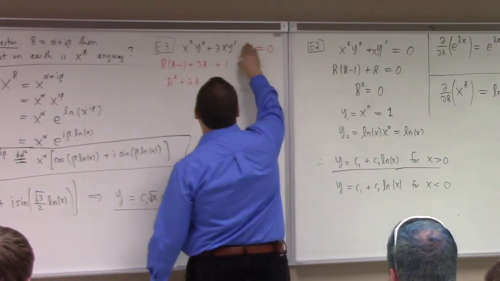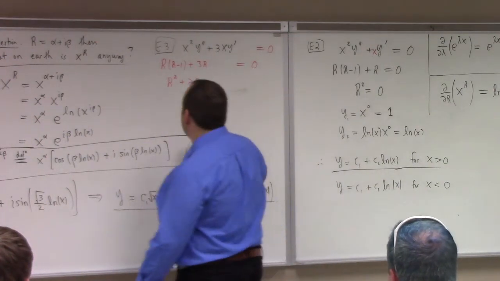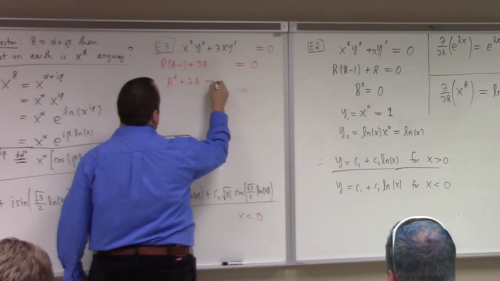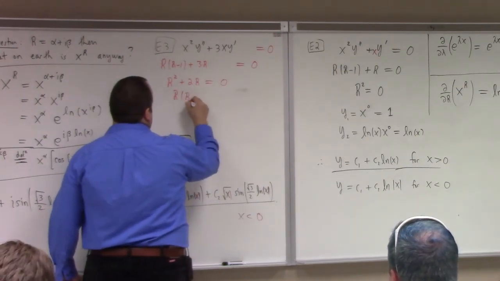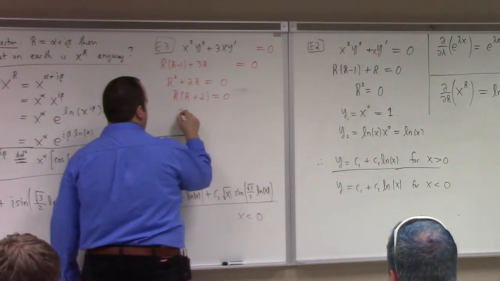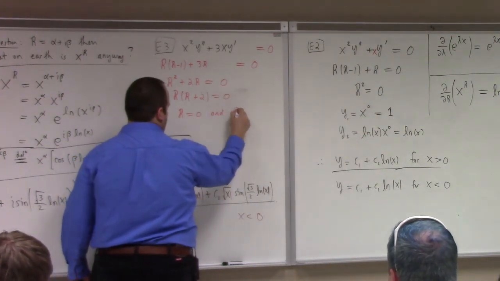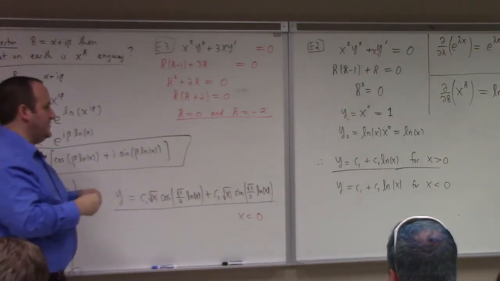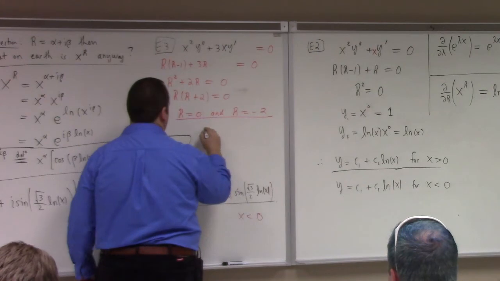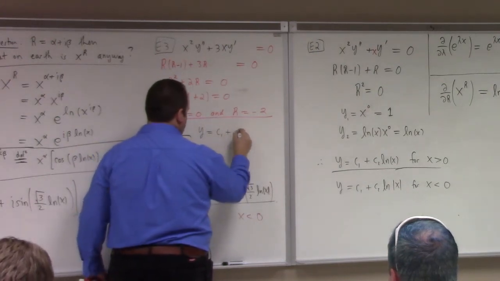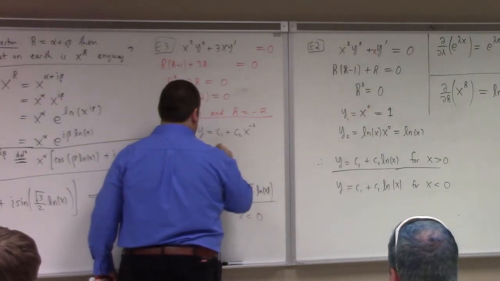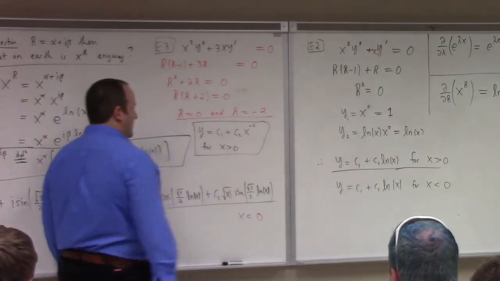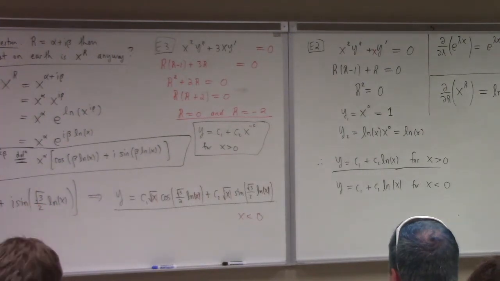Here, if we just get rid of that, it's good. It's not great, but it's good. So this is r squared plus 2r equals 0, which is r times r plus 2 equals 0. So we get r equals 0, and r equals minus 2. So guys, when I took differential equations, you know where I saw this the first time? So there's the general solution.